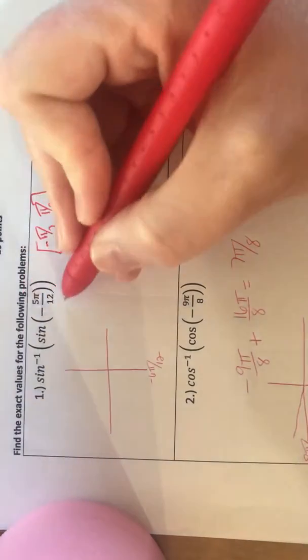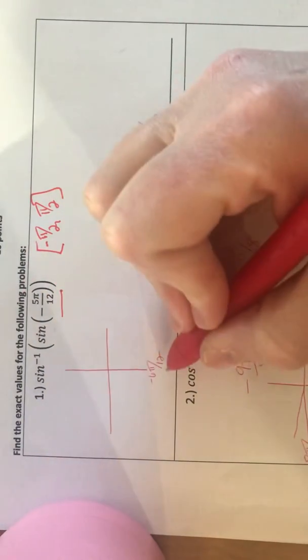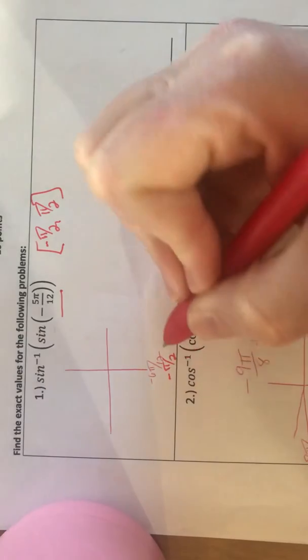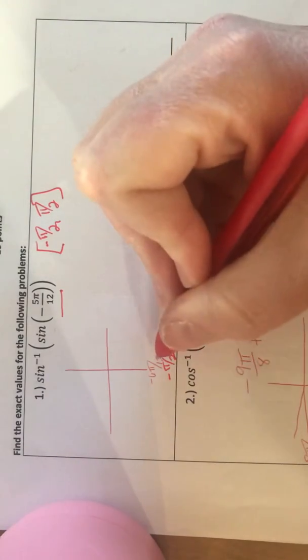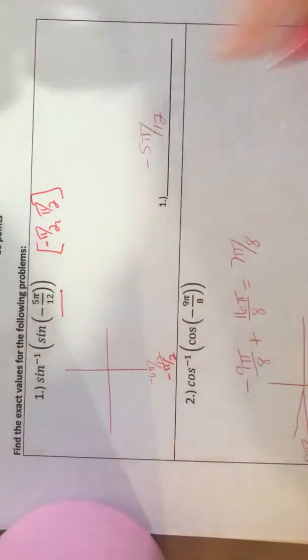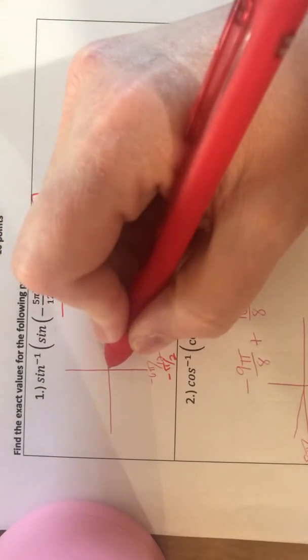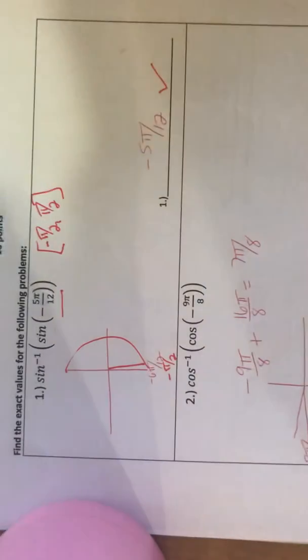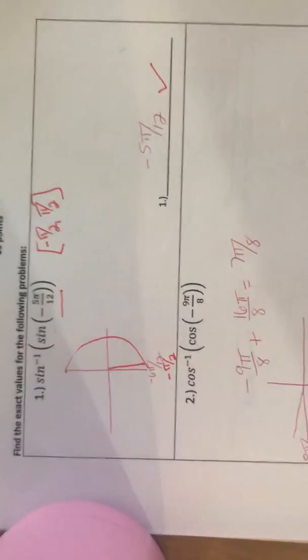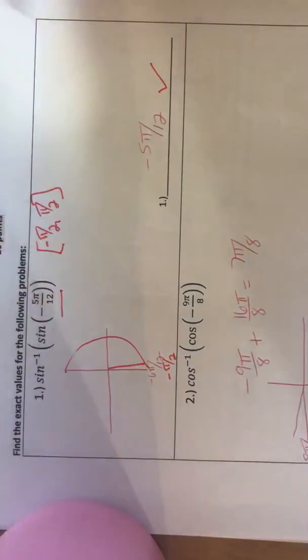And so for negative 5 pi halves, think about that this is negative pi halves. And if you changed it to twelfths, that would be negative 6 pi twelfths. So negative 5 pi twelfths would be in that restricted range. And so that's why the answer to this one is just negative 5 pi twelfths. If it's in the restricted range, then that would be the answer.